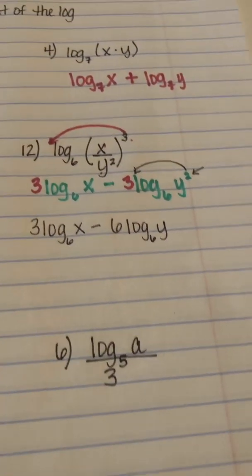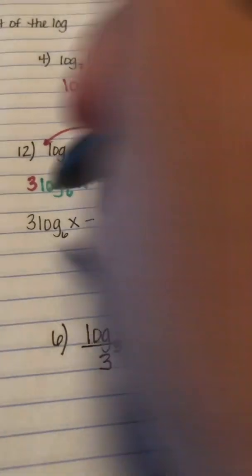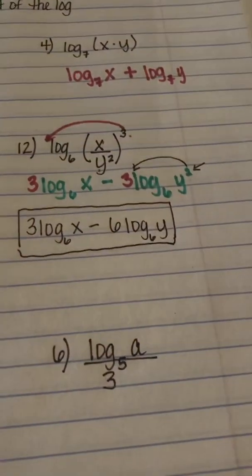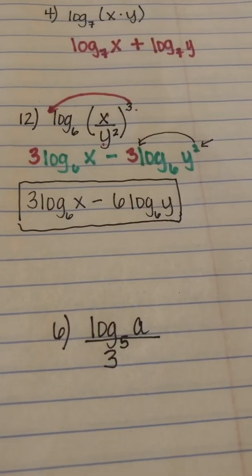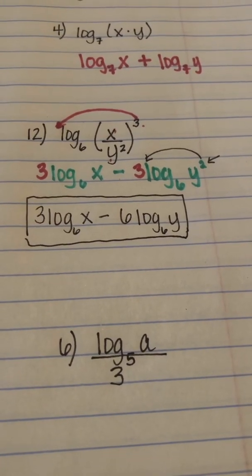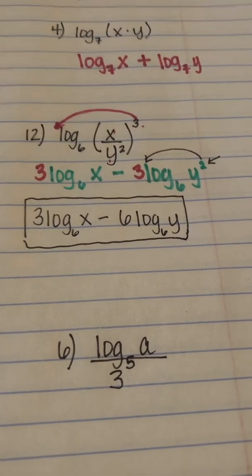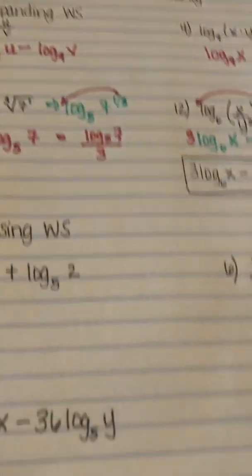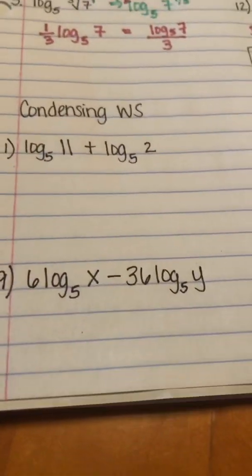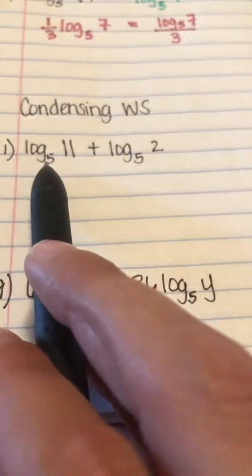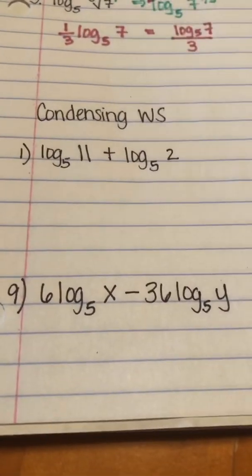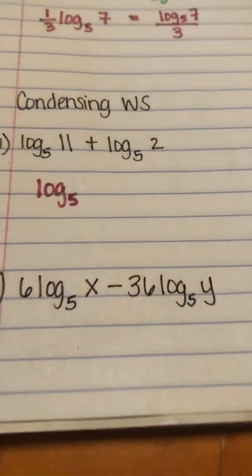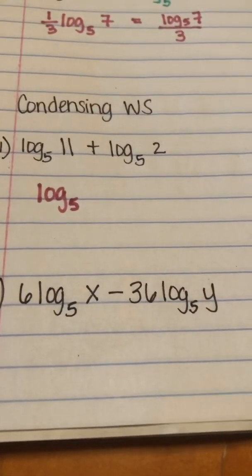So again, exponents always move to the front. So once you get done, make sure that you are checking that you have no exponents, you have no multiplication, no division. So that is expanding logs. All right, so now your second assignment is condensing logs. So it's actually just doing the opposite. So we're working backwards. This time we have 2 logs. We want to make it condensed into 1 log. So each of these answers should only have 1 log as the answer.